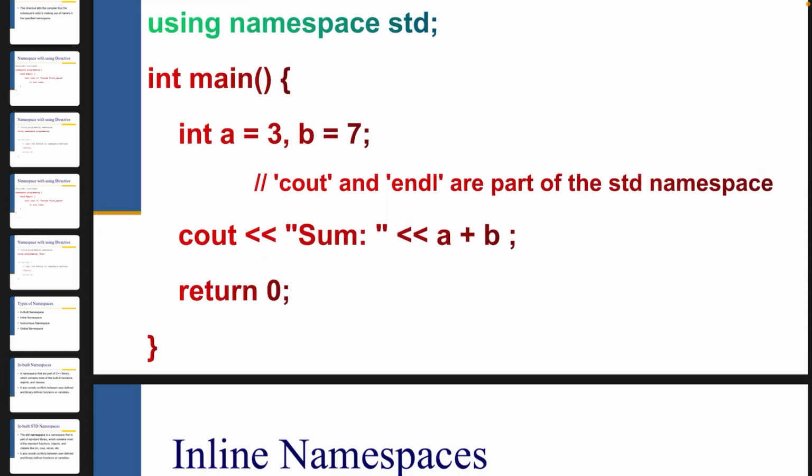So you are writing a code. You declare a variable, then initialize a number to it. So you do int a is equal to 3, b is equal to 7, then you terminate it. You comment on that, whereby cout and endl are part of the std namespace. They are part of the standard library of the programming language.